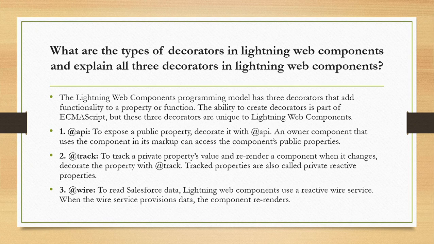What are the types of decorators in Lightning Web Components? Explain all the decorators in Lightning Web Components. There are three types of decorators: @api, @track and @wire. So @api exposes a public property: decorate a property with @api, and an owner component that uses the component in its markup can access your component's public properties. @track tracks a private property and re-renders the component when the value changes. And @wire is used to read Salesforce data.